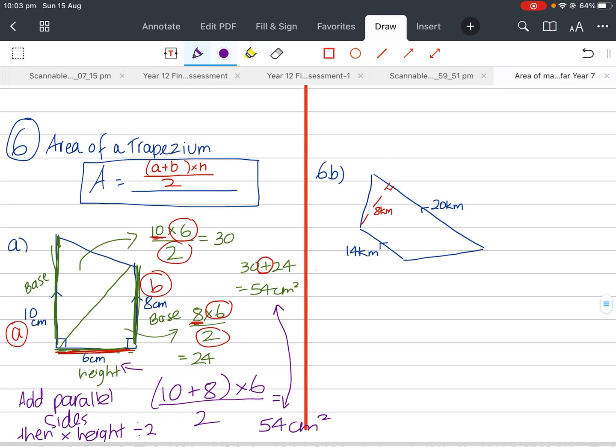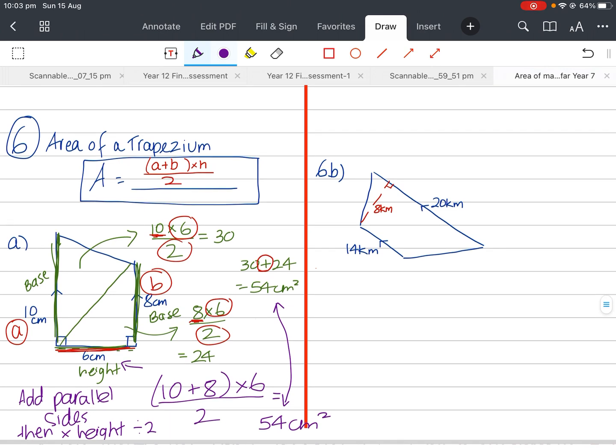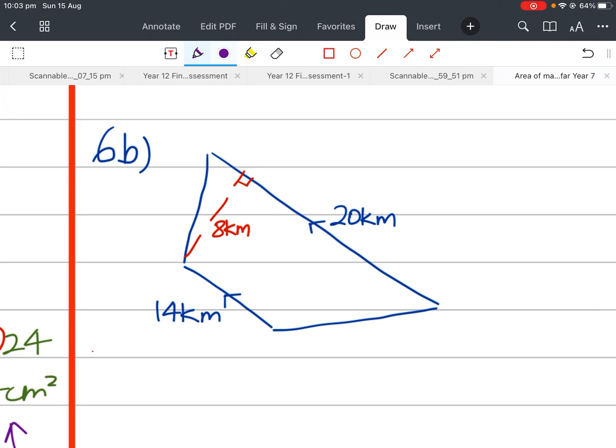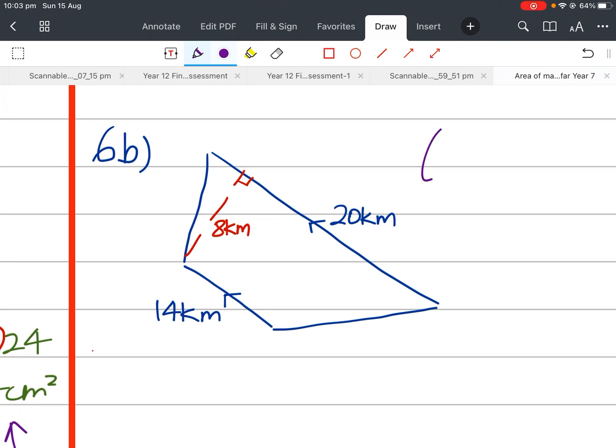Alright, let's try this one. Oh, this one's in kilometers. Now I'm going to do it both ways. I'll try the formula first, because you have to get used to it. Now the formula is written in lots of different ways, but this way is the one we're going to stick with for now. A plus B times the height, divide by 2.